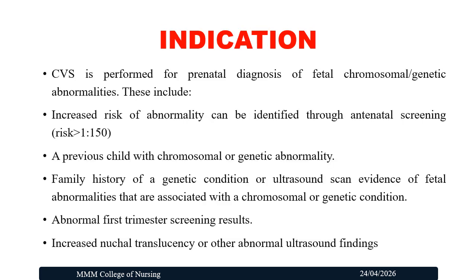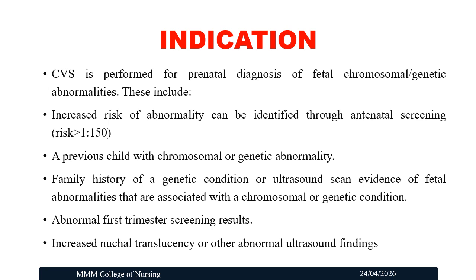Indications. Chorionic villi sampling is performed for prenatal diagnosis of fetal chromosomal or genetic abnormalities. It includes an increased risk of abnormality identified through antenatal screening, that is, a risk of more than 1:150. The second indication is a previous child with chromosomal or genetic abnormality. Third is any family history of genetic conditions or any ultrasound evidence of fetal abnormalities that are associated with chromosomal or genetic conditions.